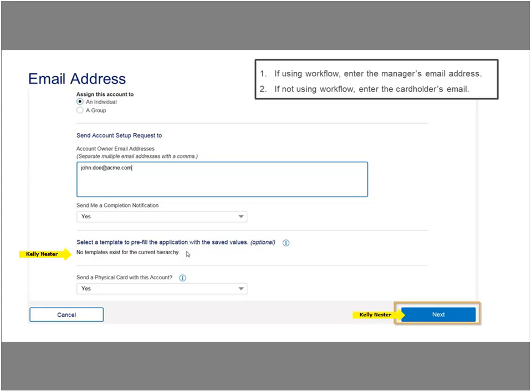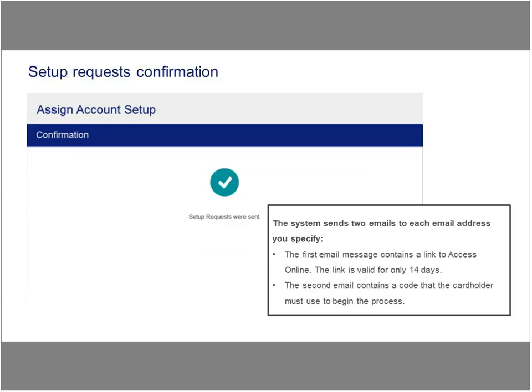So after entering that information, you would click Next, and you'll see a confirmation. And then what happens is the system will send 2 emails to the email address. The first one will be a link to Access Online that's valid for 14 days. And the second one will be an authorization code, and it's sent as a separate email for security purposes. And the cardholder will need to enter that in to begin the process.